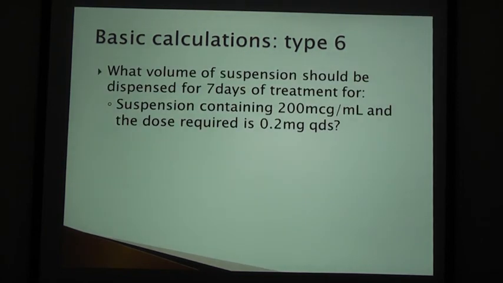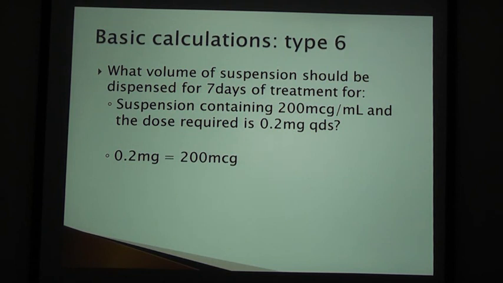What volume of suspension should be dispensed for 7 days of treatment for suspension containing 200 micrograms per milliliter, and the dose required is 0.2 milligrams QDS. So it's 0.2 milligrams 4 times a day. So the first thing we should do, and I hope you've spotted that you're going to do, is the conversion, so that you're working with the same units. So 0.2 milligrams is the same as 200 micrograms.